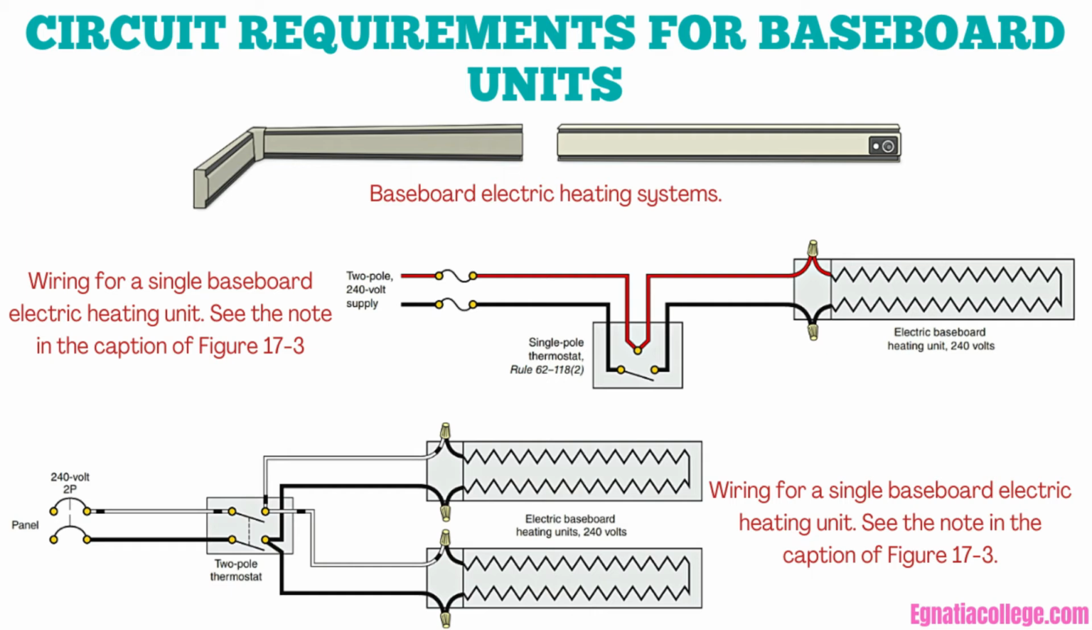A variety of fittings, such as internal and external elbows for turning corners, and blank sections, are available from the manufacturer. Most wall and baseboard heating units are available with built-in thermostats. The supply cable for such a unit runs from the main panel to the junction box on the unit.